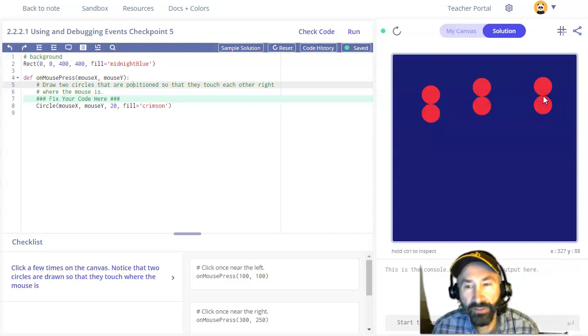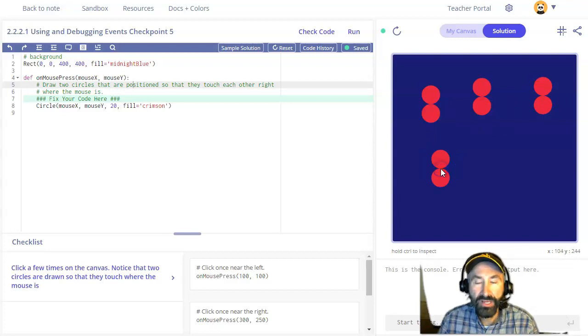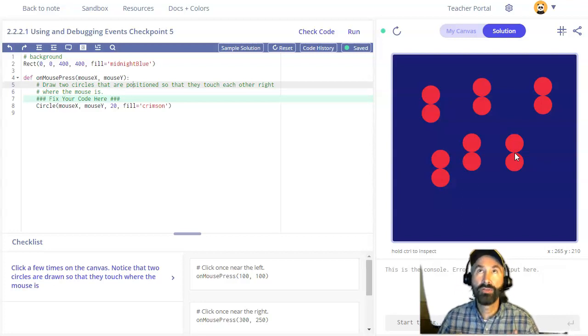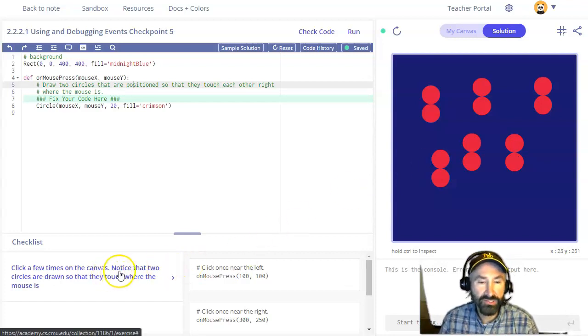Now, something that I'd like you guys to notice is where are the two circles located? What are their positions with regard to the mouse click? Now, you will not know that if you click and then move your mouse away. You have to click and leave your mouse in position to get a feel for how are the circles positioned compared to the mouse click. Okay, so that's one thing. And again, you'll notice that it actually says to do that in the checklist. Notice that the two circles are drawn so that they touch where the mouse is.